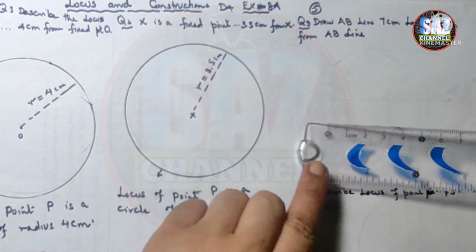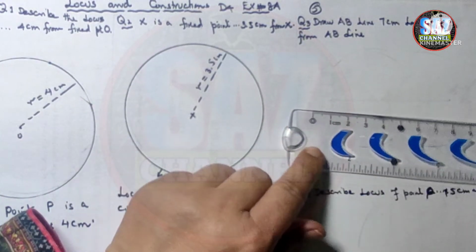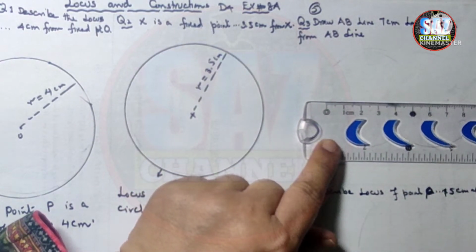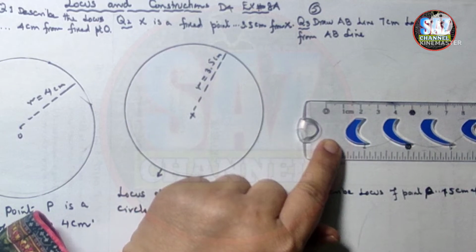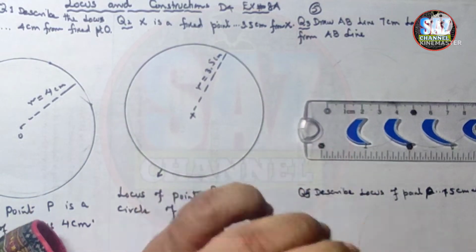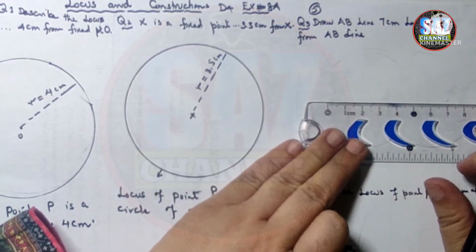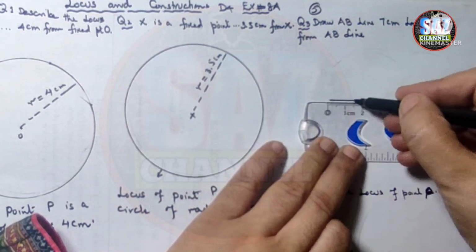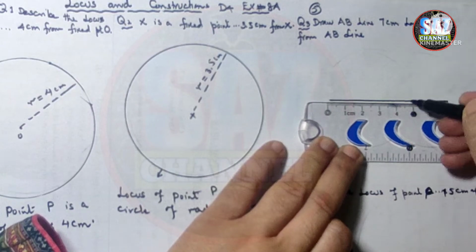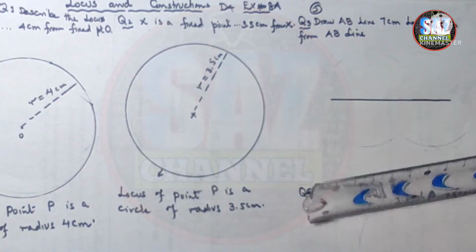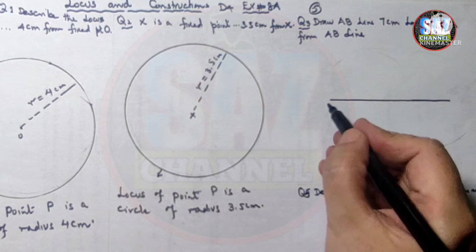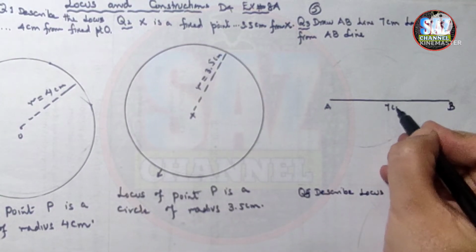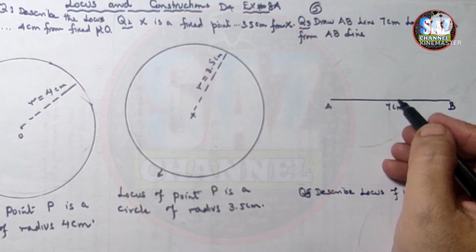First of all, we have to draw a line segment AB which is 7 centimeter long. So, I have to be extra careful about the length of the line. This is AB. AB is 7 centimeter, and now we have to construct the locus which is always 3 centimeter apart.